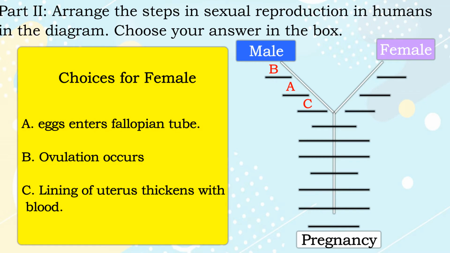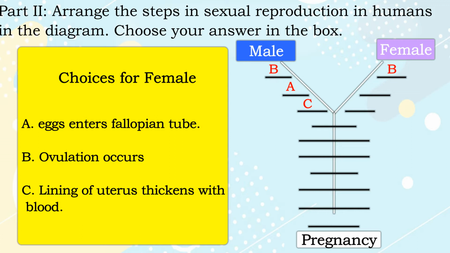For female, these are the choices. Letter A, eggs enters fallopian tube. Letter B, ovulation occurs. And letter C, lining of uterus thickens with blood. So, what would be the first step for female? Okay, correct. Letter B. Ovulation occurs. Kapag sinabi nating ovulation occurs, ito yung pagre-release ng egg cell mula sa ovary ng babae.